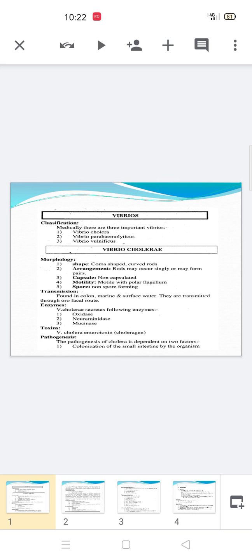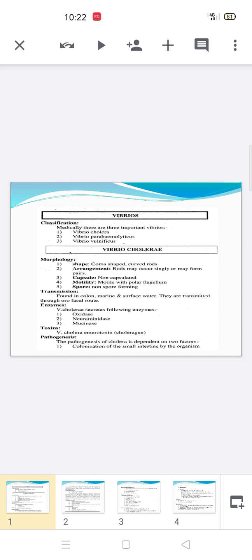Now we discuss Vibrio cholerae. That is the second most important species of the Enterobacteriaceae. They are part of the gram-negative rods and produce a severe life-threatening disease. The clinical manifestation is called cholera.